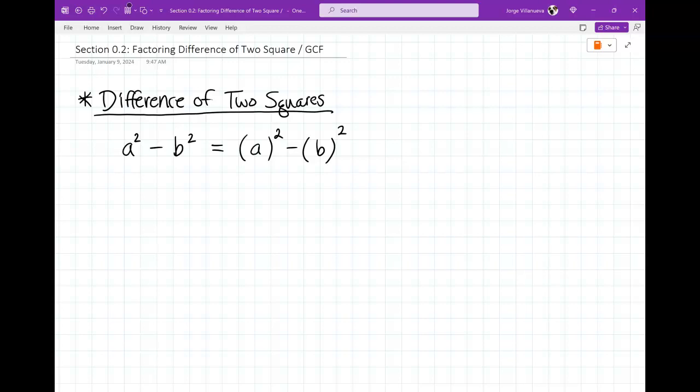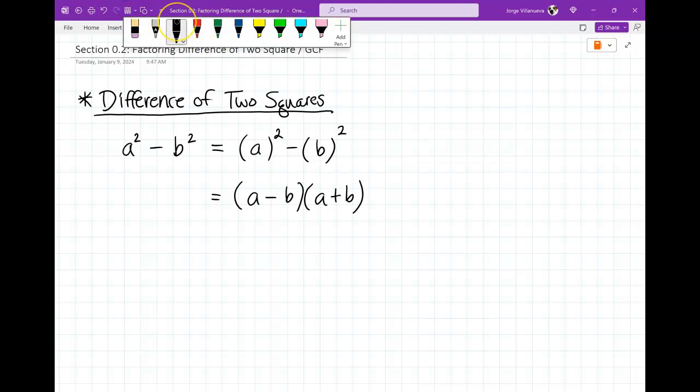Once you know those numbers inside the parentheses, all you have to do is write out a little pattern: a minus b, a plus b. Okay, but you got to figure out those numbers inside of the parentheses. What number squared gives you a squared? What number squared gives you b squared? It could also be a letter, but we're looking for that type of stuff. Okay, so we're gonna do 3 examples. I'll do 2 of them from your homework, one that's not on your homework. And then we'll move on to the GCF portion.